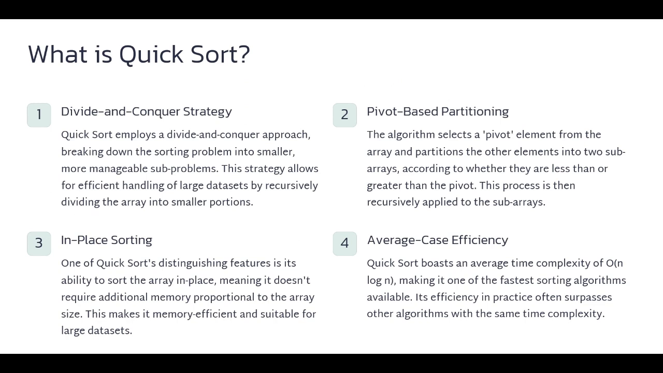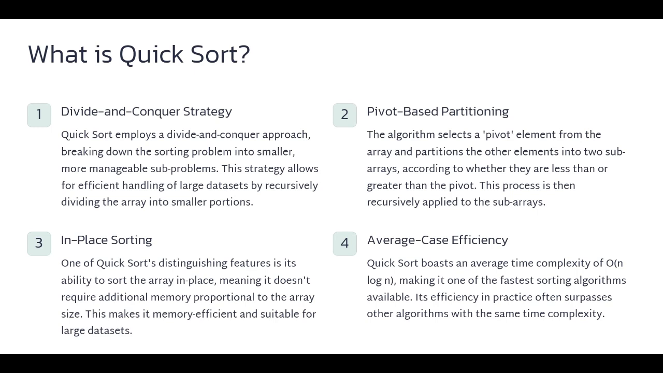What is Quicksort? Quicksort mainly embodies four main principles: divide and conquer strategy, pivot-based partitioning, in-place sorting, and average case efficiency. In divide and conquer strategy, Quicksort employs a divide and conquer approach, breaking down the sorting problem into smaller, more manageable subproblems. This strategy allows for efficient handling of large datasets by recursively dividing the array into smaller portions. Pivot-based partitioning: the algorithm selects a pivot element from the array and partitions the other elements into two subarrays, according to whether they are less than or greater than the pivot element. This process is then recursively applied to the subarrays.